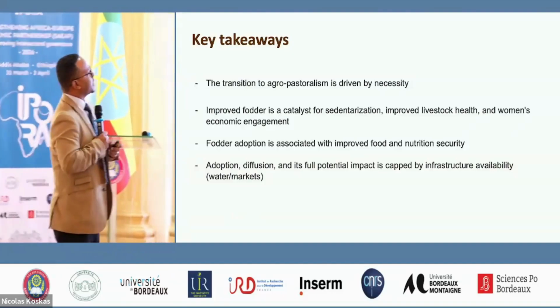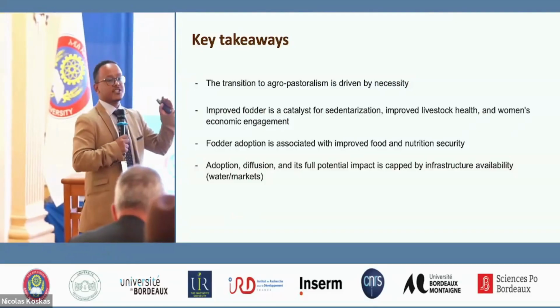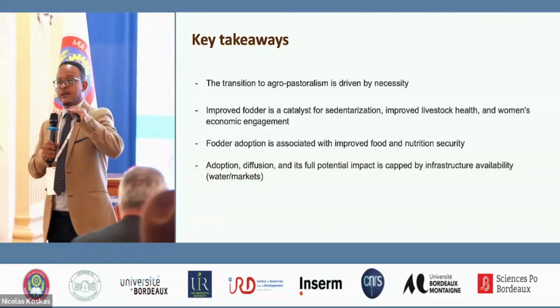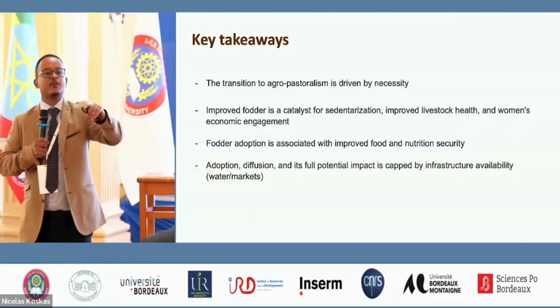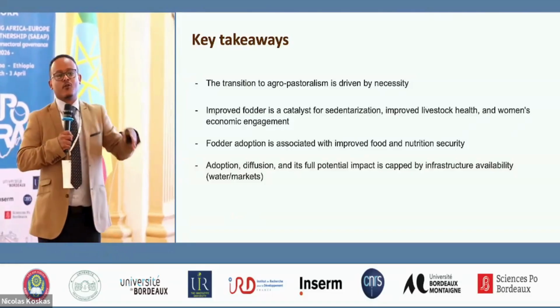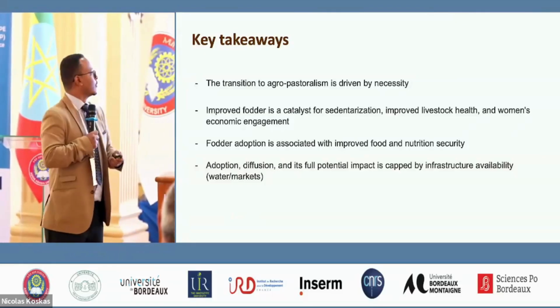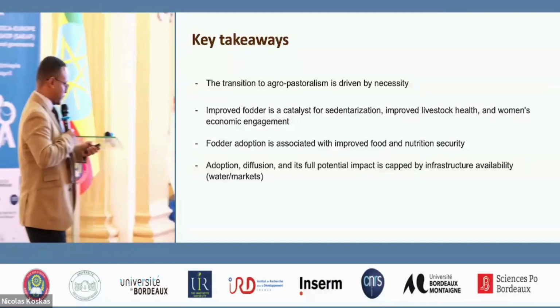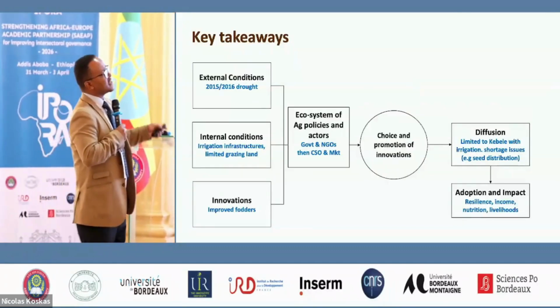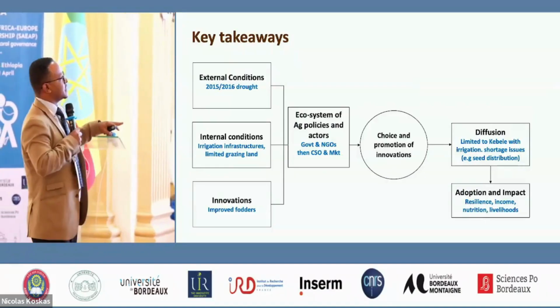Adoption, diffusion, and its full potential impact is, however, capped by infrastructure availability. If you have a canal and you map it, you would know that to go beyond that, you need something else, because it follows the water, and water availability is the key requirement for that forage to be adopted and diffused. Overall, if we want to illustrate it, this is what we see.